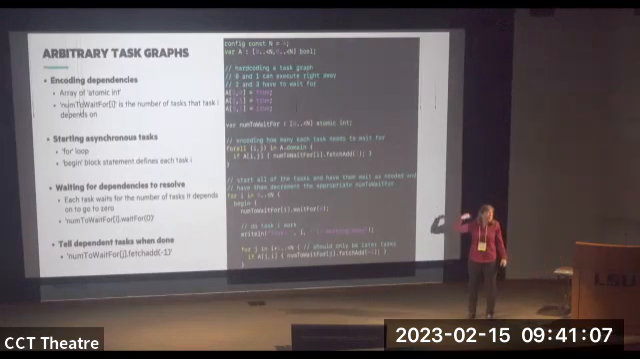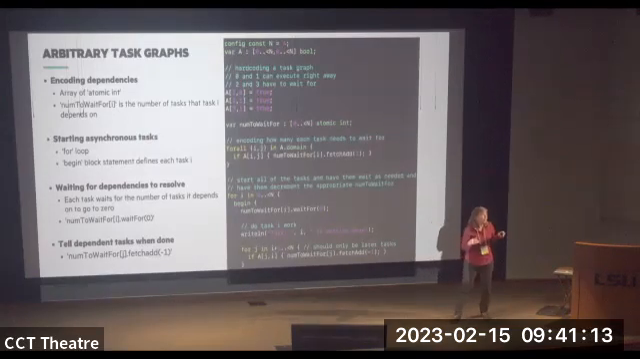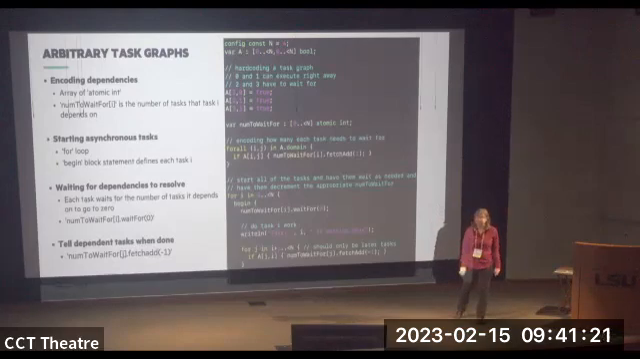Task 2 also has to wait for task 1, and then task 3 needs to wait for task 1. So this little task graph I have, we can kick off task 0 and 1 right away. They can start running, but tasks 2 and 3 are going to need to wait.